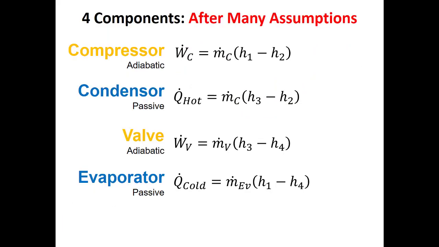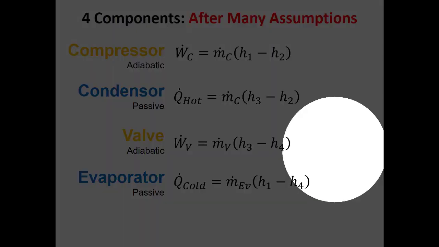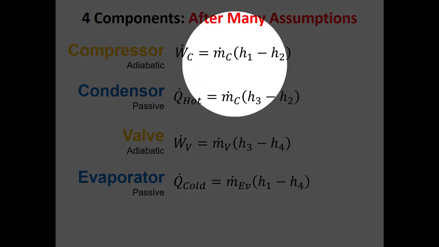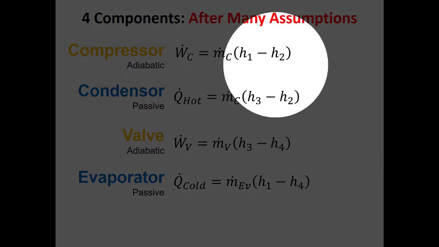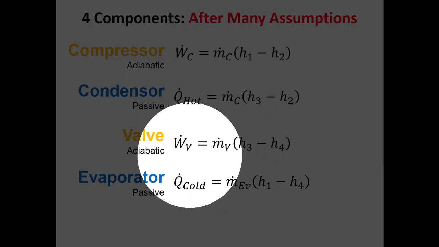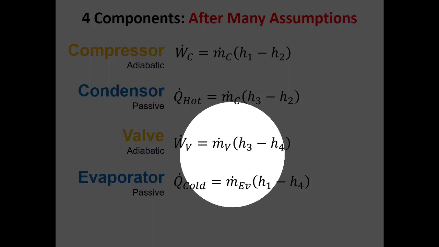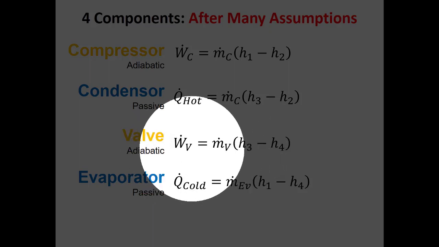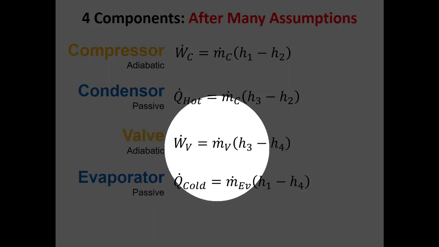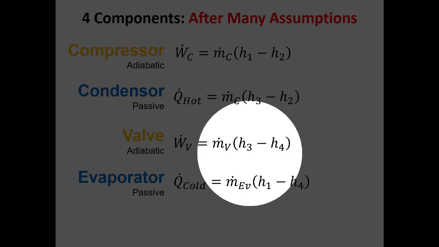And when we do that, we'll find that the power from the compressor is m dot times h in minus h out. The valve, I'm still not sure. I'm going to call this adiabatic, right? So I don't think that there's any heat transfer from the valve. And if I do that, I'm left with this expression for the power that's produced by the valve.